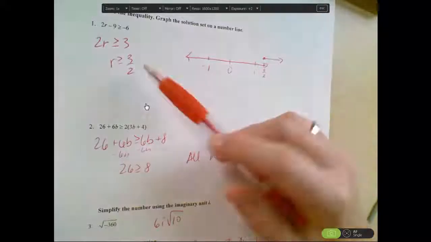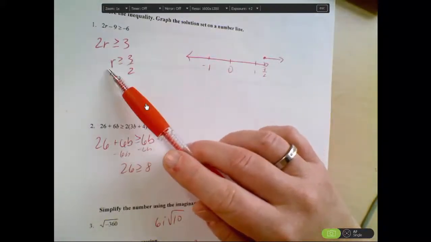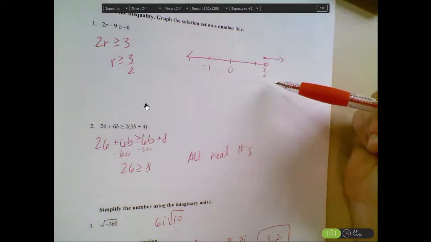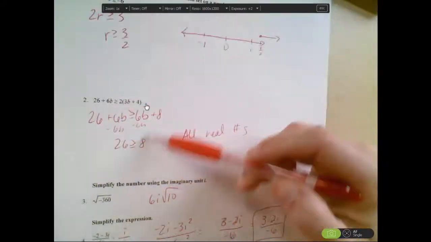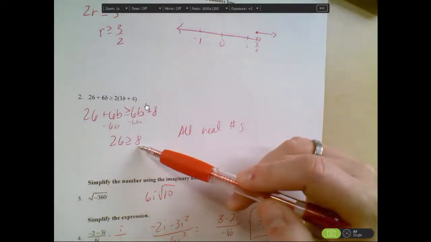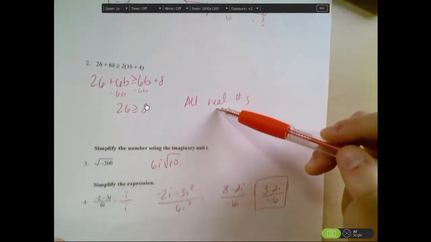So, inequalities. You just solve it just like an equation. You end up with r is greater than or equal to 3 halves. It's a closed circle at 3 halves, arrow pointing to the right. This one, after you solve it, the b's totally go away, so you end up with 26 is greater than or equal to 8. That's always true, all real numbers.